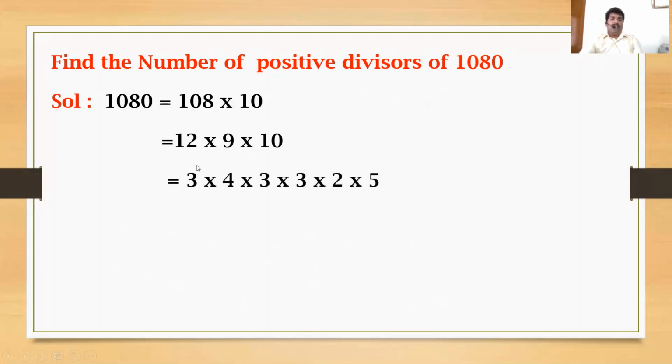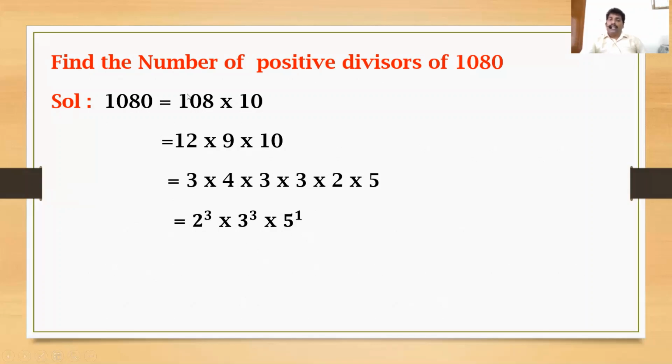Again, this 12 has 3 fours, 3 has 3 into 3, 10 has 2 into 5. Meaning is prime numbers to the powers. 2 is a prime number, 3 is a prime number, 5 is a prime number. So now 4 we can write as 2 square. So 2 square into 1 more 2, that is 2 cube. Next 3 into 3 into 3, that is 3 cube. And 5 only 1 is there, 5 to the power of 1.